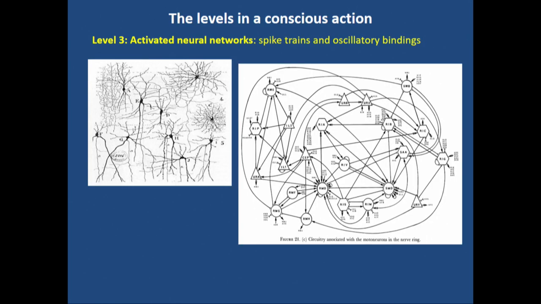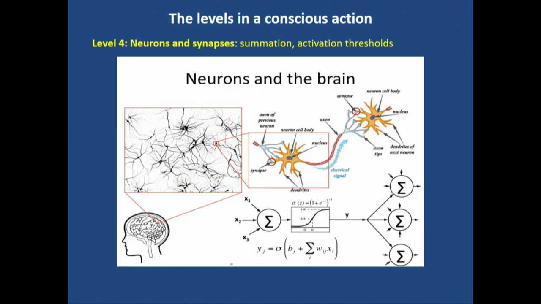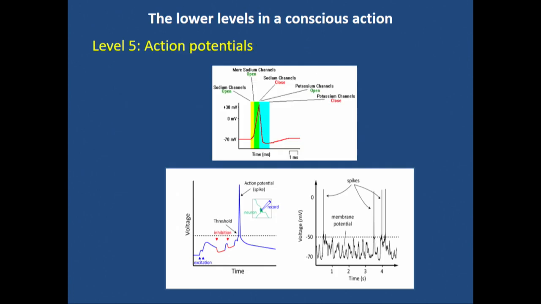Okay, this gets activated in neural networks by spike trains and oscillatory bindings. And no one knows how thoughts are represented by the spike trains, but they are represented by the spike trains. This goes down to the level of the neurons, where the action potentials go along from one synapse through the nucleus, the axon, next synapses, and so on. There's a summation that takes place at the synapses. According to that, the shape of the reaction at the synapses to what's going on.